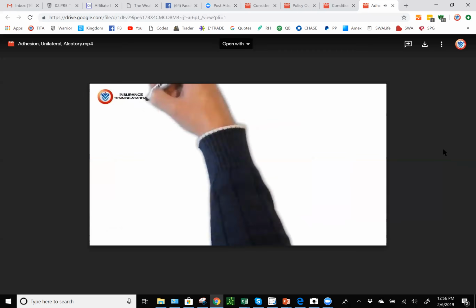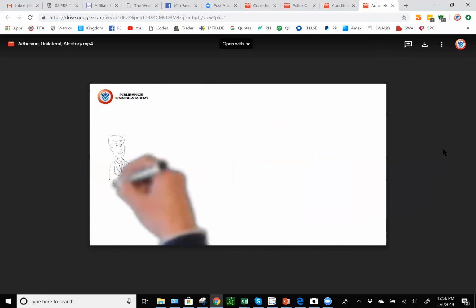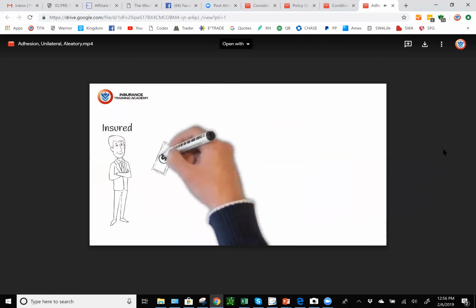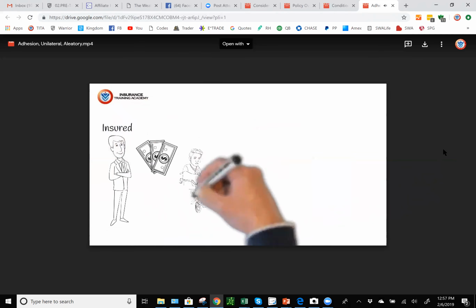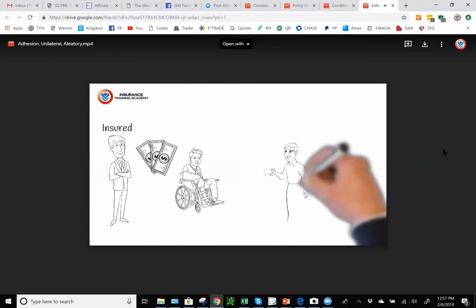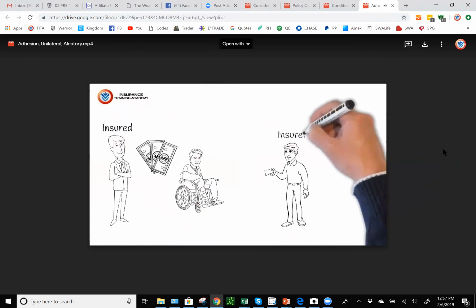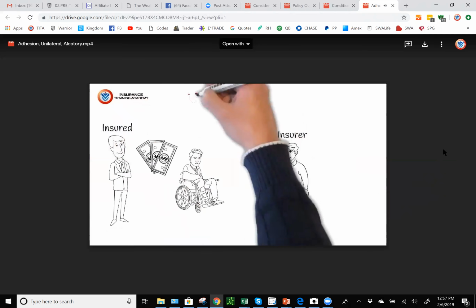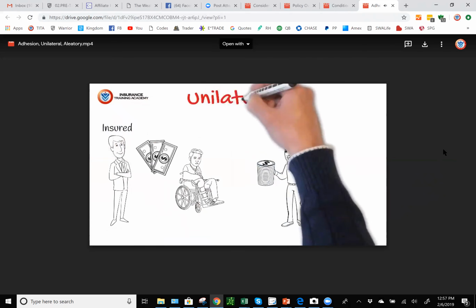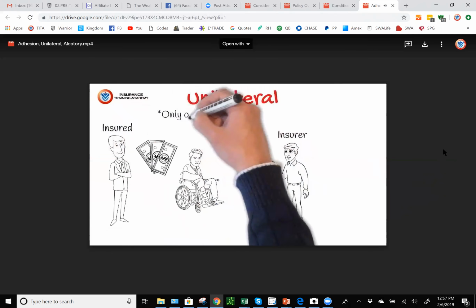Now, let's say that you have been paying your premium every month for the last few years, and then you suffer a loss. Well, since you've been paying your premium, now the insurer is legally bound to pay for that loss. So unilateral, only one of the parties is legally bound.